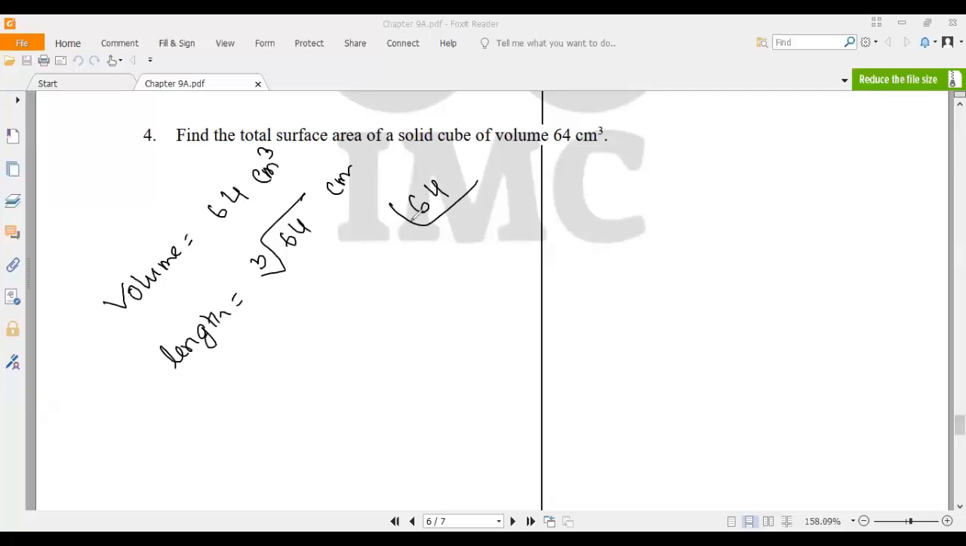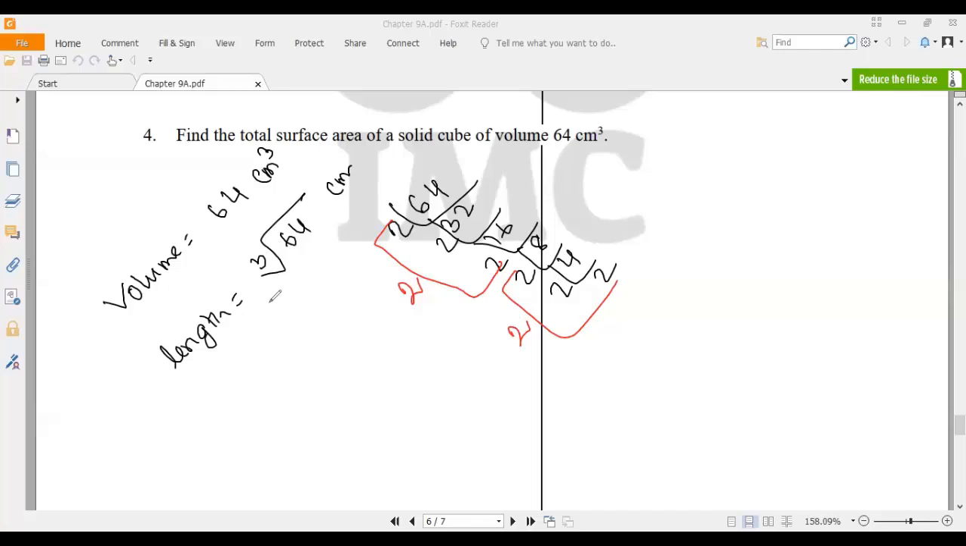So we can divide 64 by 2, that will be 32. Again, 32 by 2 will be 16. Again, 16 by 2 will be 8. Again, 8 by 2 will be 4. 4 by 2 will be 2. Then to find out the cube root, we have to take one prime factor from three prime factors. So from three 2s we'll get one 2, from the other three 2s we'll get one 2. So 2 multiplied by 2, that will be 4 centimeter, will be the length of this solid cube.